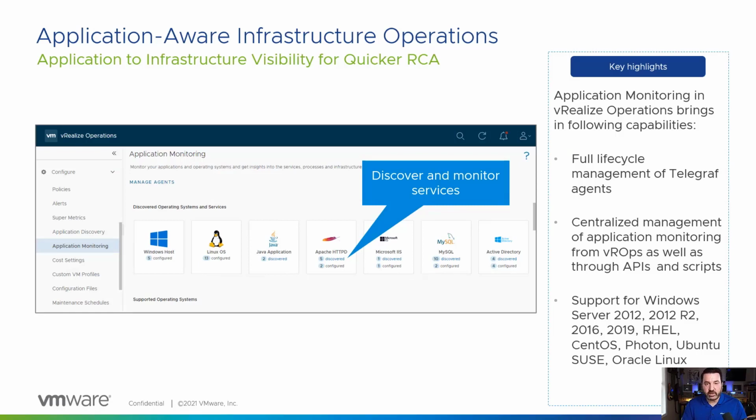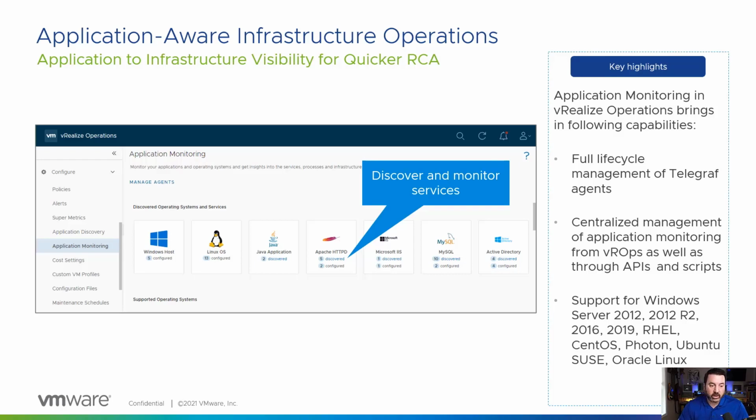And then once the agent is installed, it's also going to go out and discover what applications are available on this virtual machine. Again, we've got all the predefined applications within vRealize Operations, and so it's just going to go out and find those. If they are discovered on that virtual machine, then the next step is to configure that agent to talk to those applications and pull out that metric data.